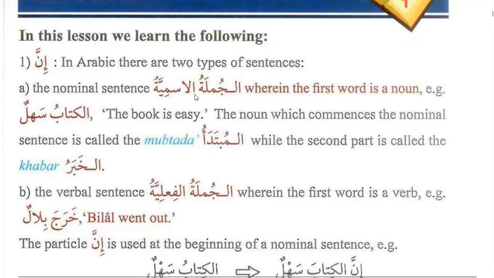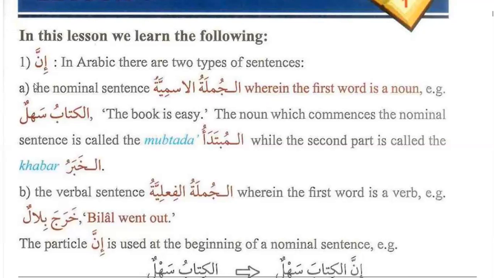Now, jumlatul ismiya has two parts. First part is called mubtada, which in English is called subject. Second part is called khabar, which in English is called predicate. So remember that jumlatul ismiya has two parts. Mubtada in English is called subject and khabar in English is called predicate. Then we will study about jumlatul fi'liya later in detail inshallah. In this chapter we will focus on jumlatul ismiya only.